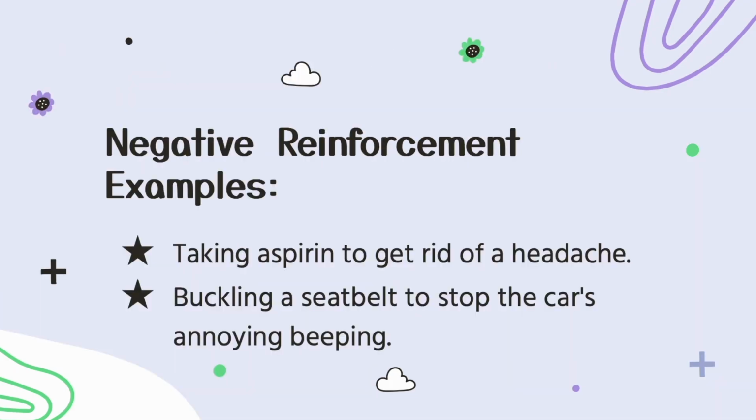So here's some examples. Taking aspirin to get rid of a headache. That discomfort, that bad thing, that headache is going away, which is going to make you want to take the action of taking aspirin more often. Next we have buckling a seatbelt to stop the car's annoying beeping. The annoying beeping gets removed because we did the good thing, buckling our seatbelt.